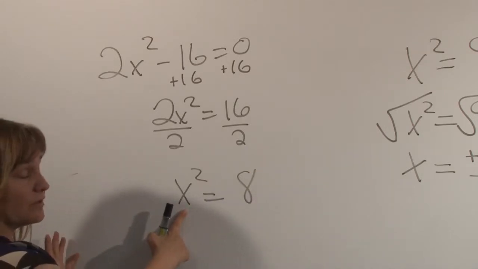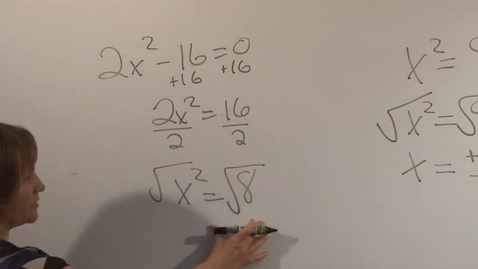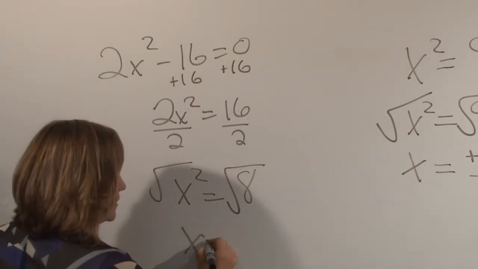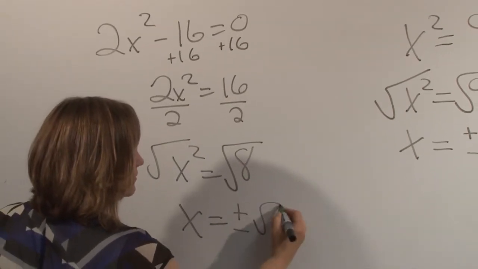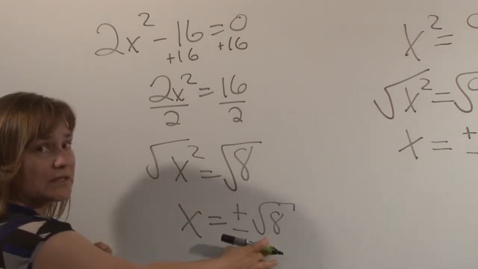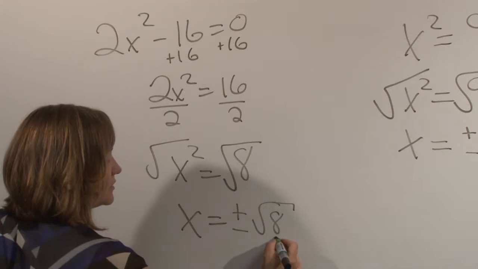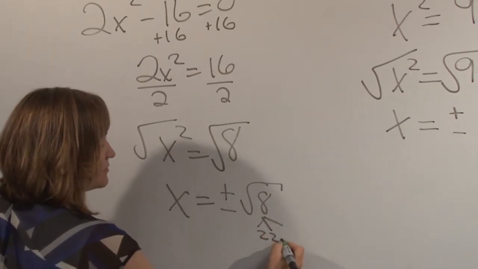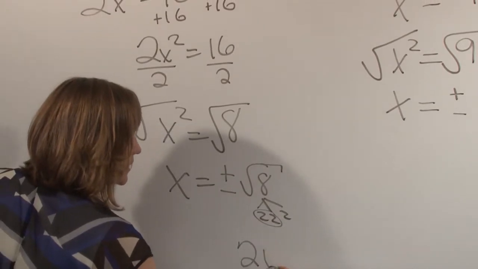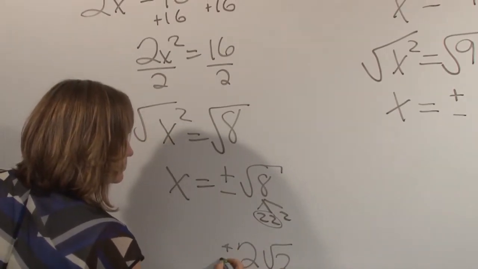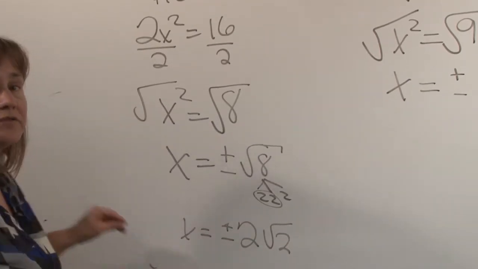I can take the square root of the left-hand side, so I'm going to. And then I will have to take the square root of the right-hand side. Remember, though, again, we still have the positive or the negative square root of 8. Here we're not done. We have to recall our properties of square roots. If we can simplify, we have to. And since 8 is 2 times 2 times 2, I can take out a perfect square from that. And so x is the positive and the negative of 2 root 2.